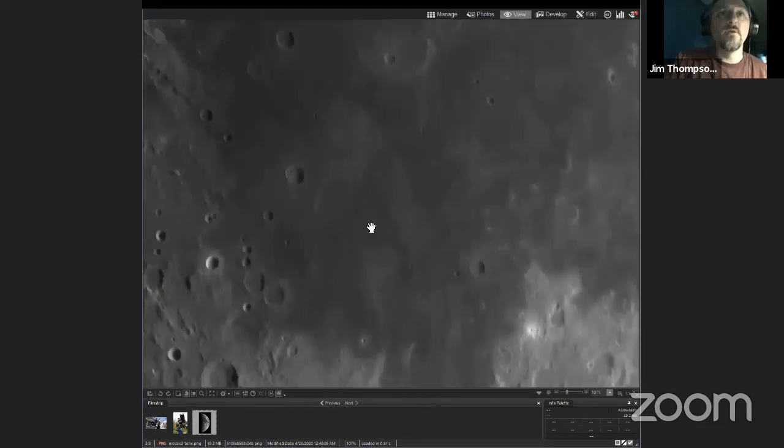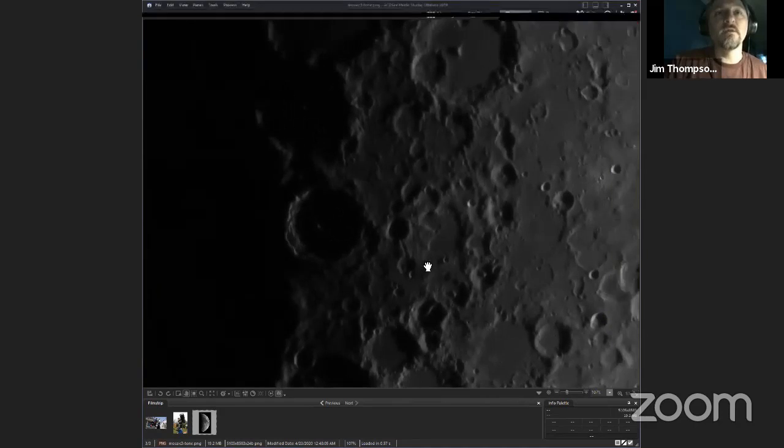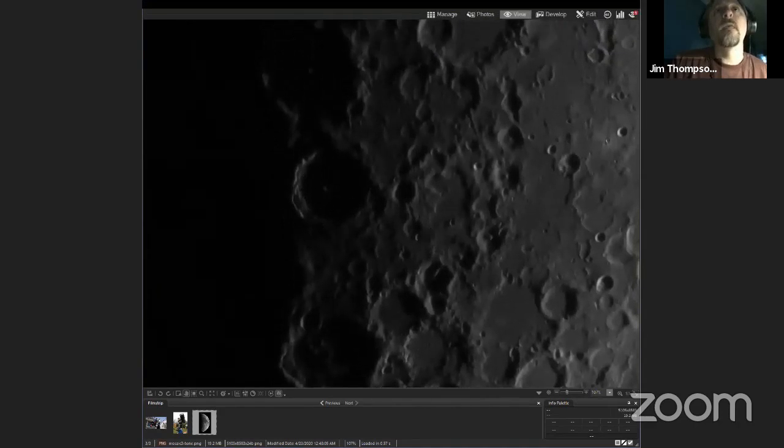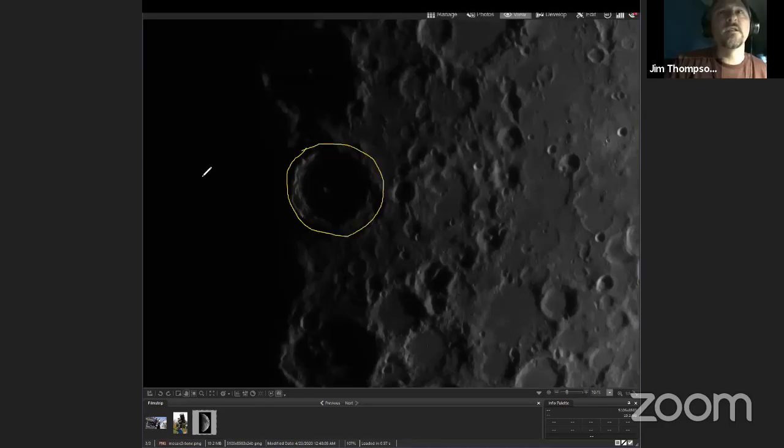Tycho is relatively young, but, oh, actually you can see Tycho. There it is there. It's Sunrise Tycho crater in this image, but that's Tycho right there. And I believe it's 10 to 50 million years, something like that.